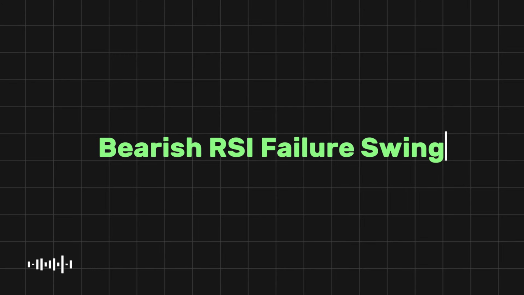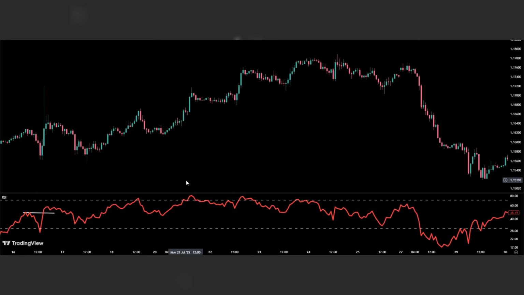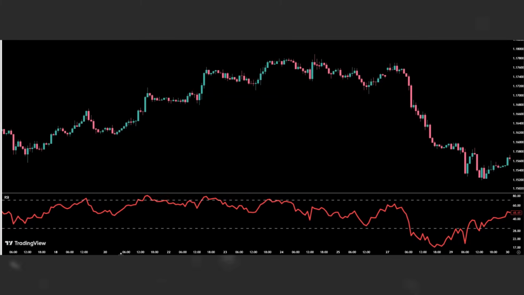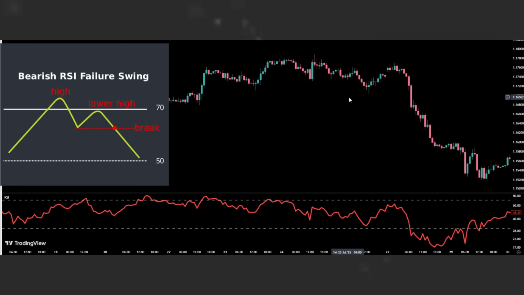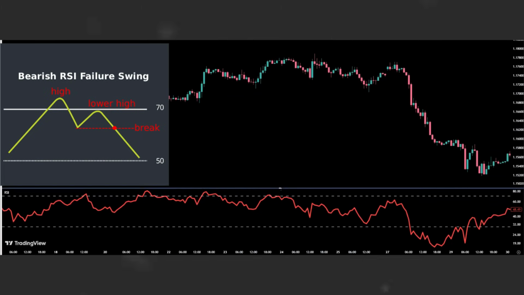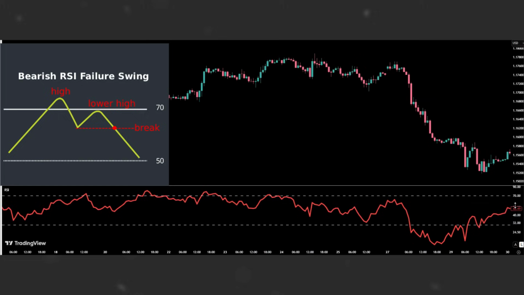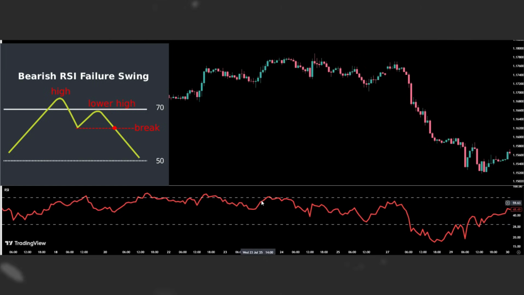Bearish RSI failure swing. A bearish RSI failure swing is a structural pattern inside the RSI that signals weakening buying pressure and a possible trend reversal. In many strong setups, this pattern forms inside or near the overbought zone, which makes this signal more powerful, but again, the structure itself is what really defines the failure swing. Here is how it works.